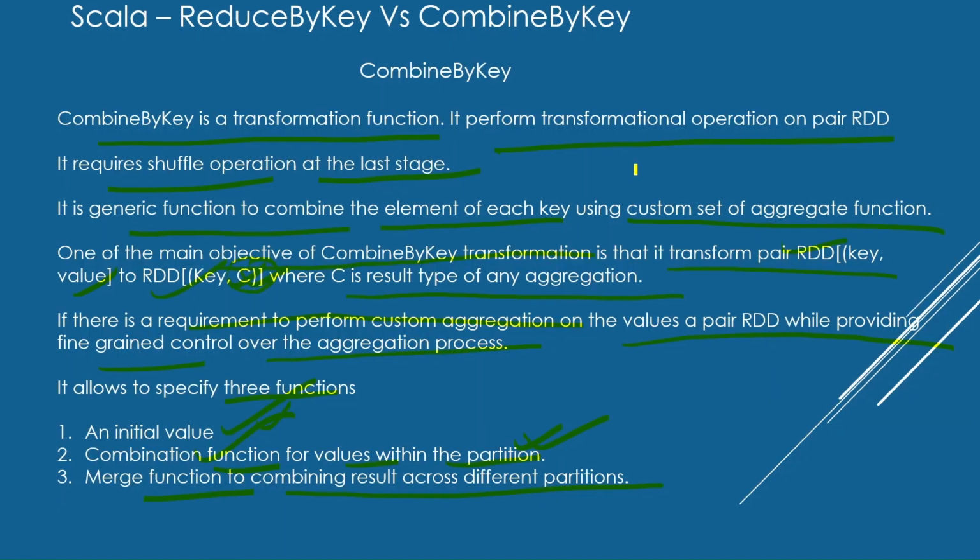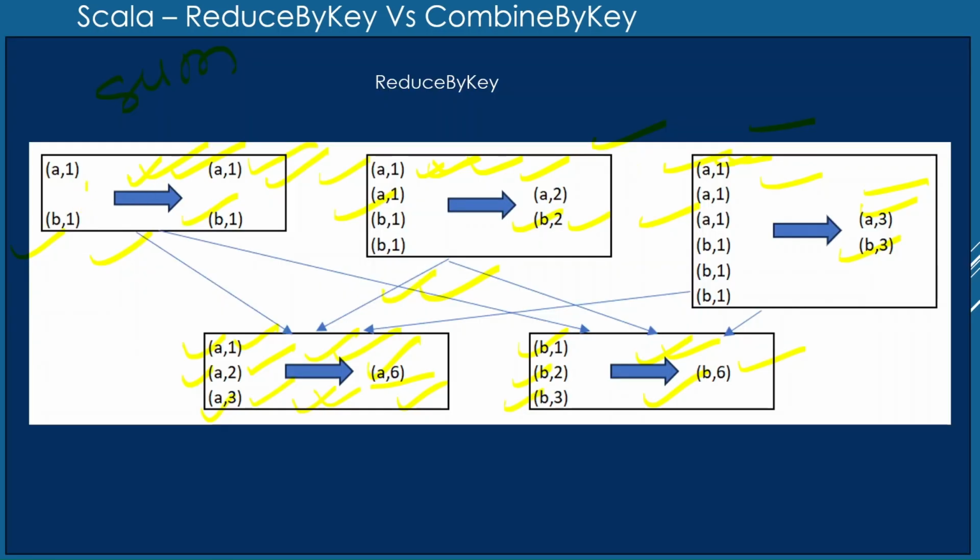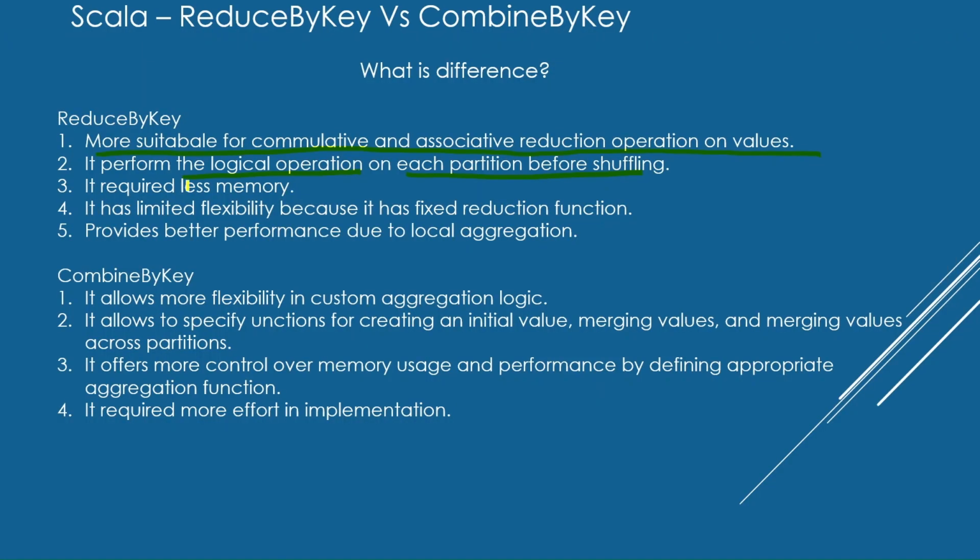As I told you, in reduce by key, first the aggregation function is applied on the key at the partition level, each partition level. It requires less memory. Why does it require less memory? If the aggregation is happening at the local level, the data is reduced drastically, and when the shuffle operation happens, the data is able to sit in the available memory, and the shuffling becomes very fast.